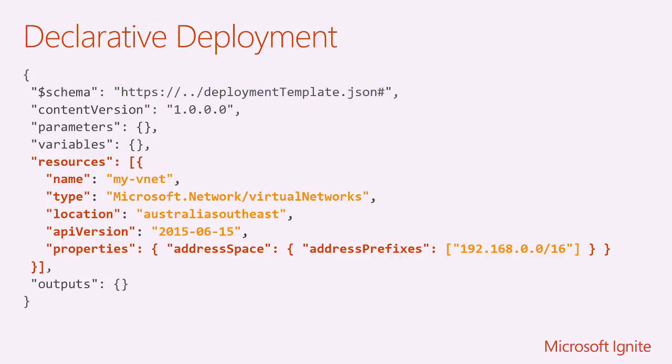So this is where ARM templates come into it. With ARM templates, we have the ability to declaratively deploy to Azure. With our ARM template here, we simply specify the resources that we want to deploy. So here, virtual network, in the provider namespace that we saw previously, the location for it, and then any properties that it needs. And then once we've got that JSON template, we can declaratively deploy from the command line as well.